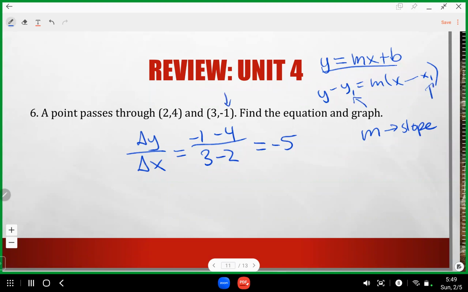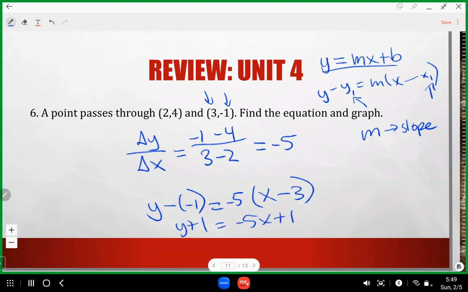And the x1 is going to be here, or whatever point you pick. And y and x are just the general variables. So if you plug that into our equation, y minus -1 is equal to m times x minus 3. And we know that m is just going to be -5. And that's our point slope form. It's very easy. It's going to be y plus 1 is equal to negative 5x plus 15.